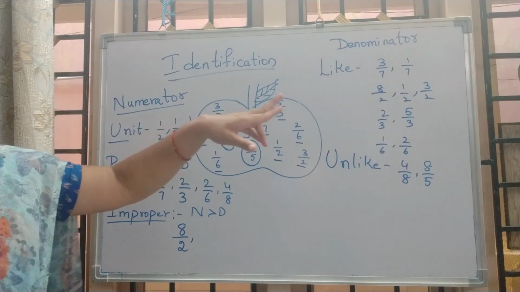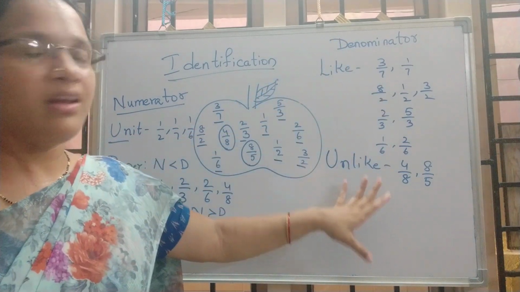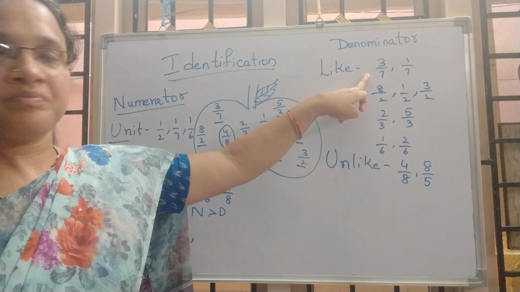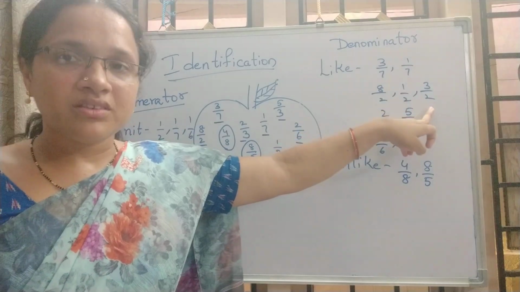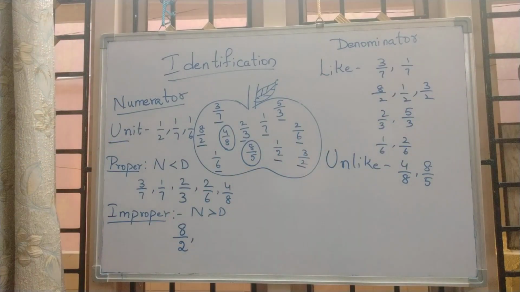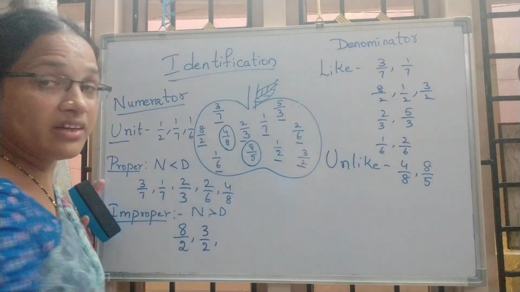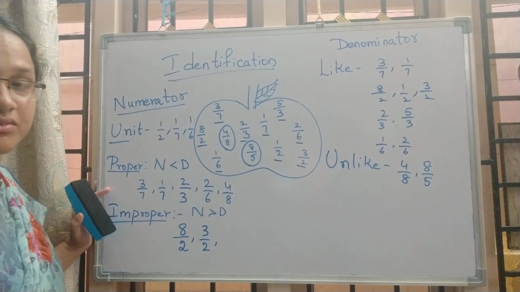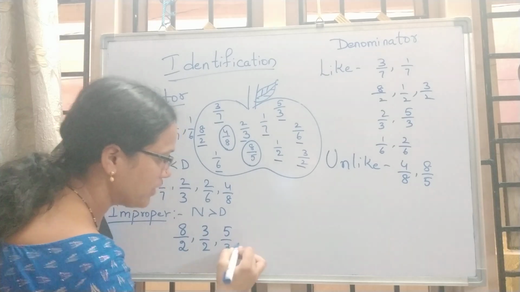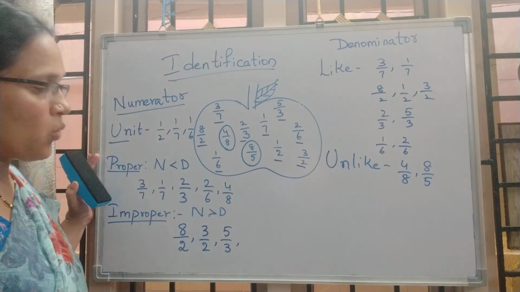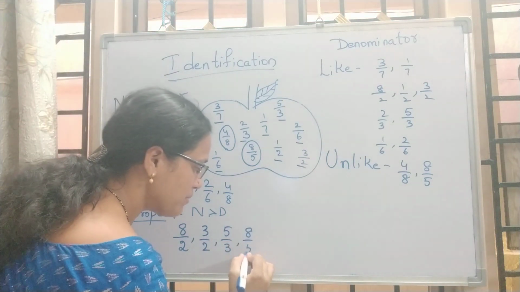We are having them. See, you can see here, because all these numbers are segregated here. So you can check it out. 3 by 7, it is a proper fraction. What is this? Unit fraction. What is this? Improper fraction. So 3 by 2 is an improper fraction. 2 by 3, proper fraction. 5 by 3, what is 5 by 3? Come on. Yes, improper fraction. Next, 1 by 6, 2 by 6, 4 by 8, 8 by 5. 8 by 5 is an improper fraction.